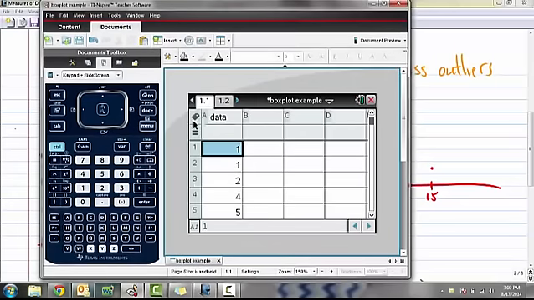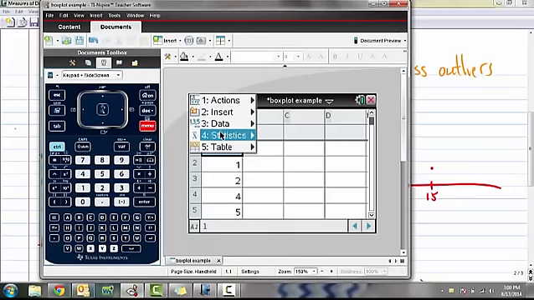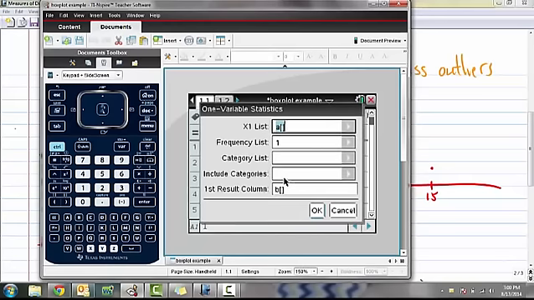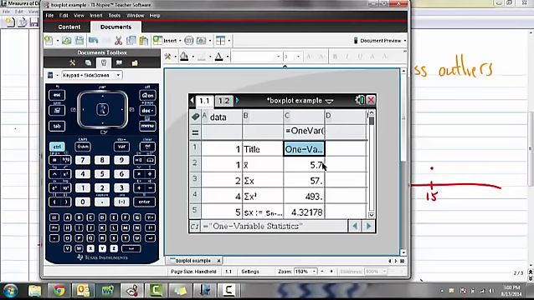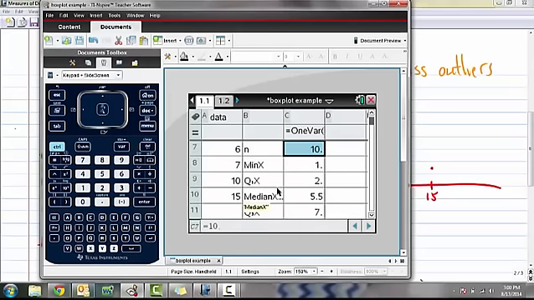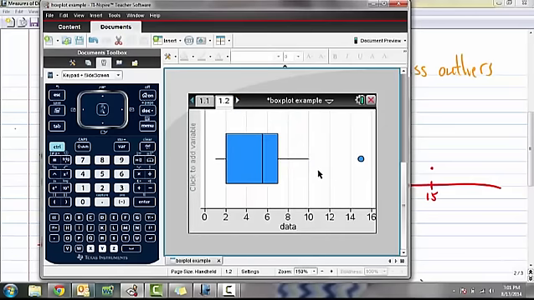We could also do this from our list and spreadsheet. We could do menu, statistics, stat calculations, one variable stats. One list, our X list is our data. We don't have a frequency list. Our results can go in column B because there's nothing there. I hit OK. Remember, that's the mean. And if I scroll down, look at this, maximum, Q3, median, Q1, minimum. The only thing this doesn't do is it doesn't tell me anything about outliers. So that's something that's on you to figure out. And you can use as big of a list of data as you want here, and it's that quick to find your 5-number summary and or make a box and whisker plot on the calculator.